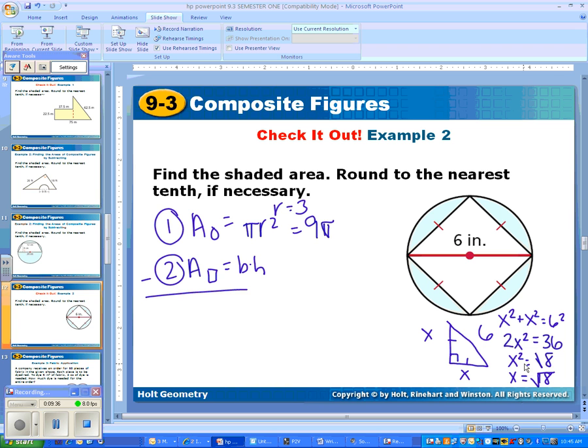Now again, the x represents these side lengths. So we have radical 18 times radical 18. When you multiply that out in your calculator, I want you to actually test it out. You should get just a plain old 18. And so the last thing you need to do is subtract these. In your calculator, you can go 9 pi minus 18, and that'll get you your answer. So composite figures is a shape made up of two or more simple shapes, and you're either adding or subtracting to find the area.